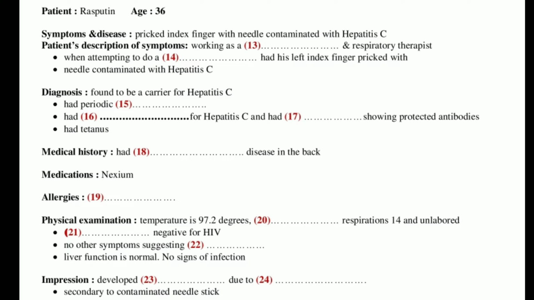As I advanced the contaminated needle, I jerked away, causing me to pull out of the arm and accidentally prick my index finger. I was seen and evaluated at the emergency ward immediately. In the diagnosis, I was found to be a carrier for hepatitis C and negative for HIV. I had a periodic screening, including blood tests. I completed a 3-shot series for hepatitis B and had titers drawn that shows protected antibodies. I am up to date on my immunization, including tetanus.